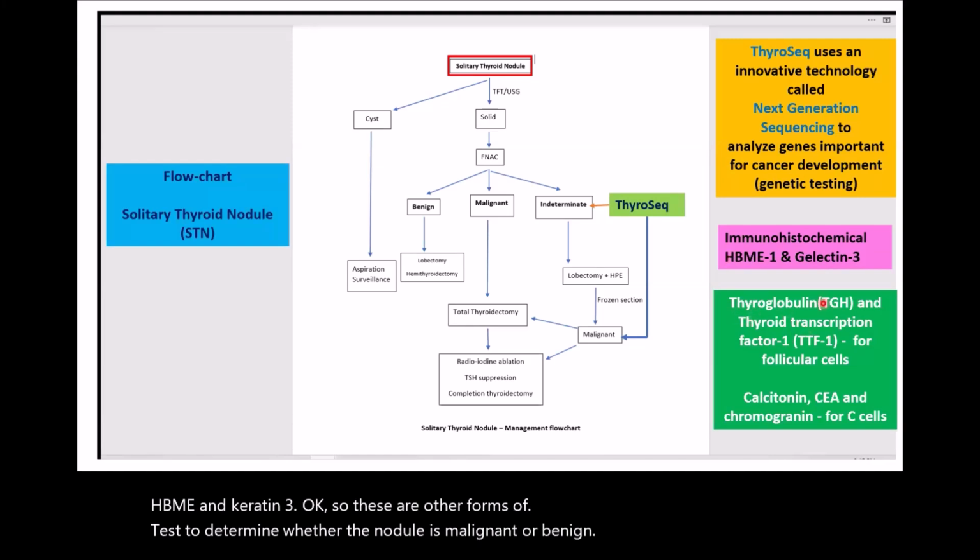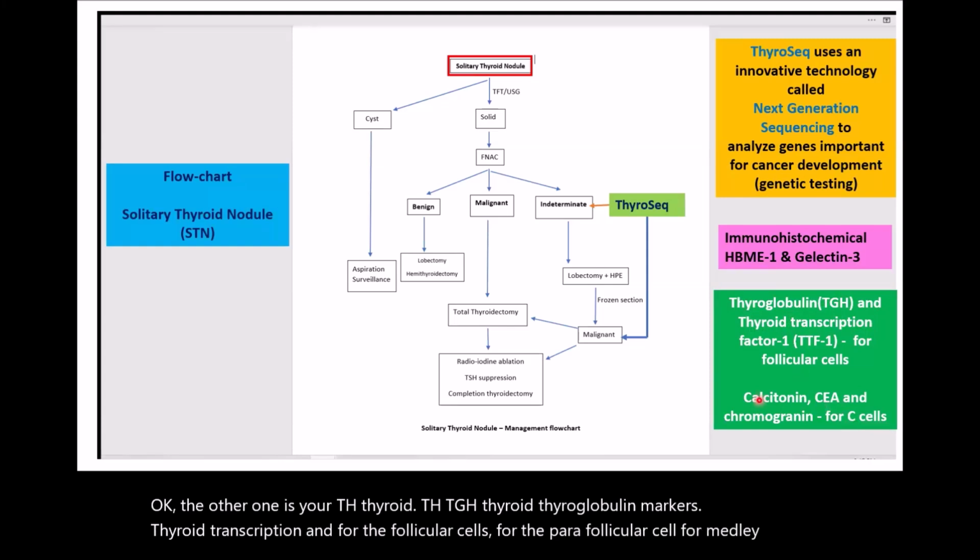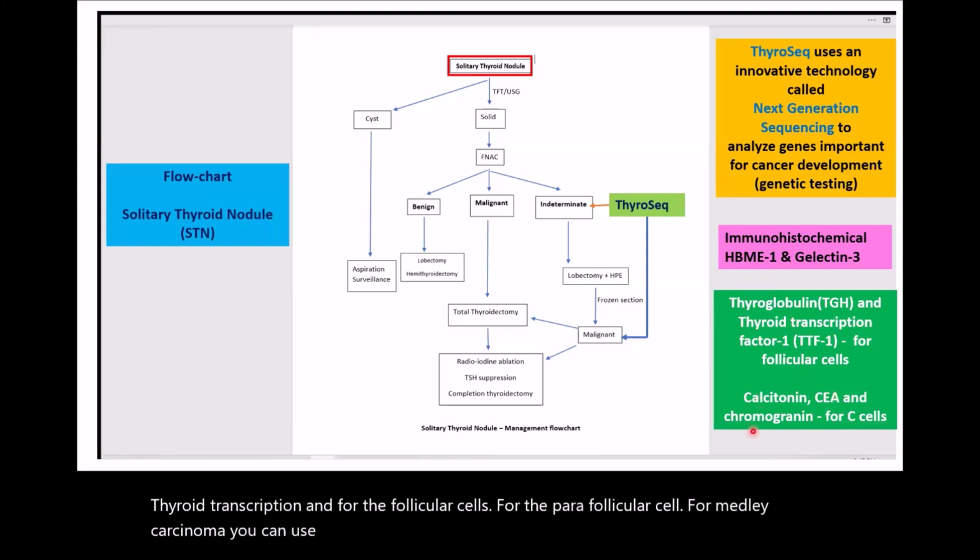Okay. The other one is your TTF, thyroglobulin markers, thyroid transcription factor, for the follicular cells. For the parafollicular cells, for medullary carcinoma, you can use calcitonin, CEA, and chromogranin for the diagnosis of medullary carcinoma.